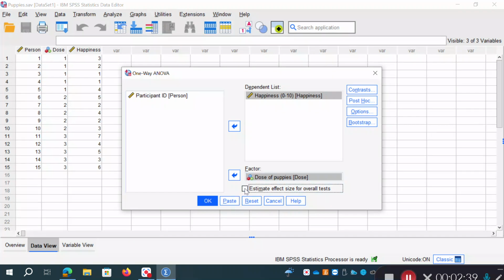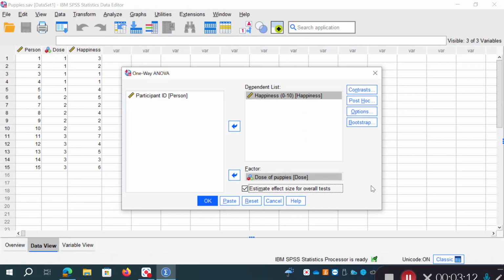A couple of things to note here. Estimates of effect size are already ticked, so I'll leave that selected. Using this route, it will give us eta squared as a measure of effect size. It's quite common to use eta squared or partial eta squared as a measure of effect size for ANOVA tests. With the second way that I demonstrate, running this analysis using the general linear model approach in SPSS, I think that gives us partial eta squared, but I believe this one will give us eta squared.